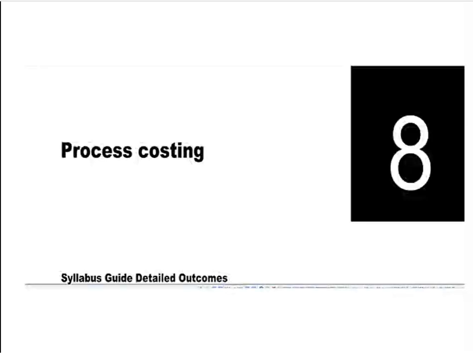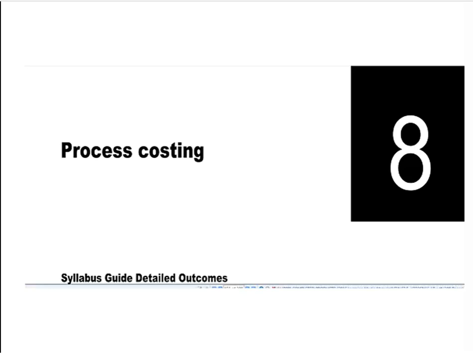Welcome to Chapter 8 on process costing. Process costing is a method used to cost products made in a very particular type of environment. These products are not separately identifiable until the point of separation. Examples of this could include the production of whisky and gin, where it's being produced through a continuous process and you're unable to identify the actual product until it's bottled at the end.